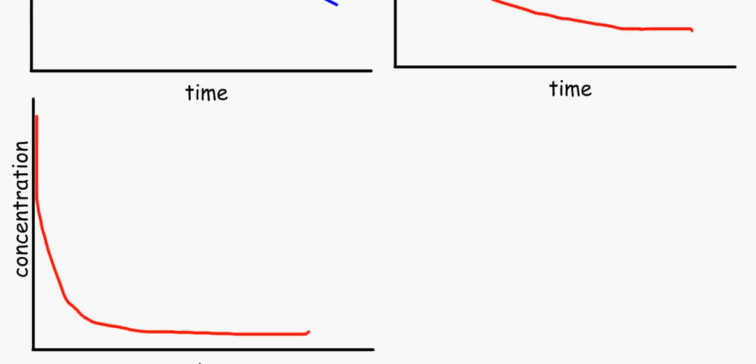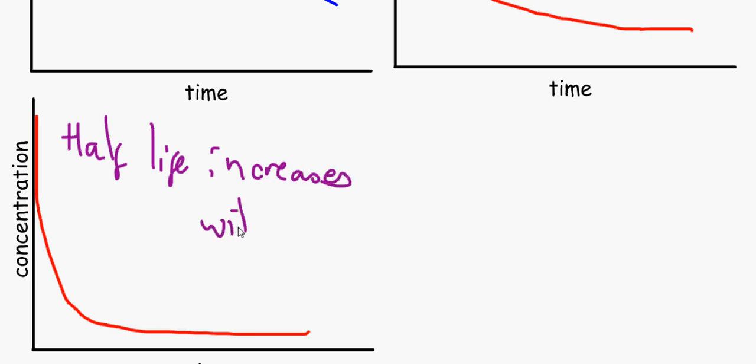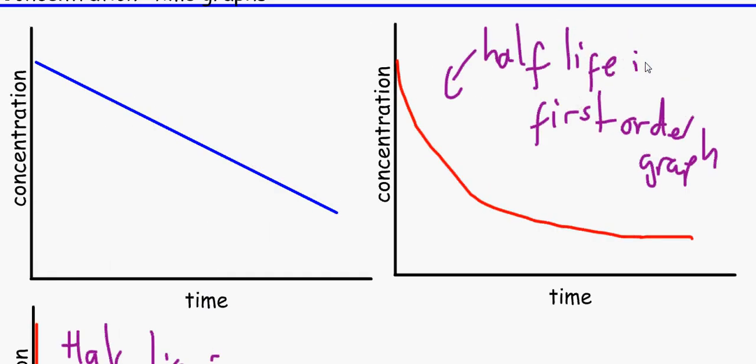With this graph over here, we can see that the concentration rapidly decreases, but then it slows down. So the half-life over here increases with time. Over here, the half-life is constant. And over here, the half-life decreases with time.